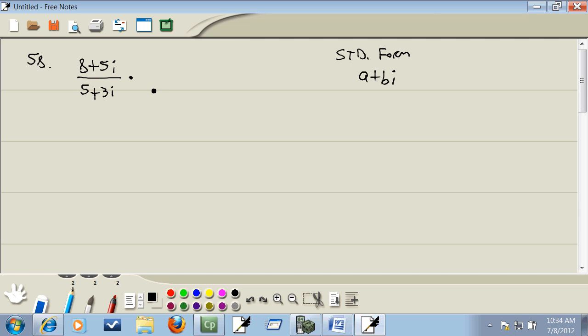Now, conjugate means the first and the second are the same. This is 5 and this is 3i also, but the sign in the middle is different. See how this is a positive? This will be a negative. So it's always the opposite. And whatever you multiply by the bottom, you have to multiply by the top.